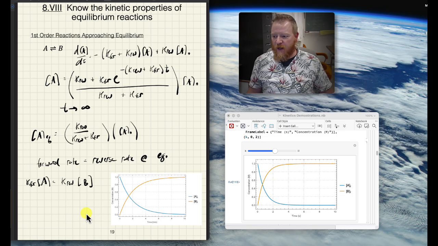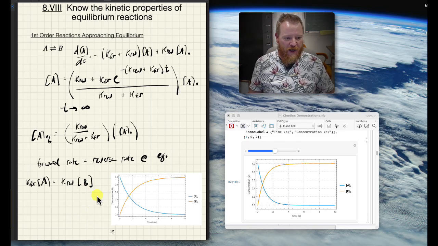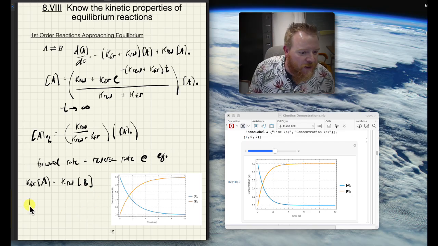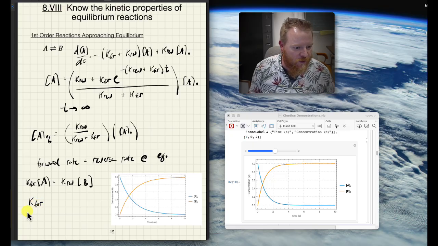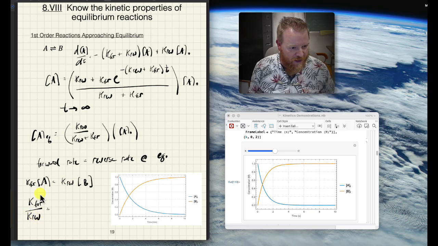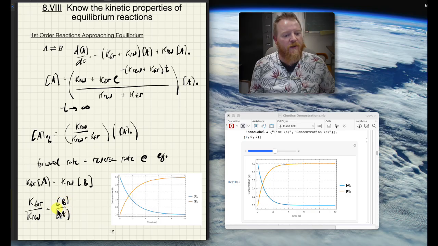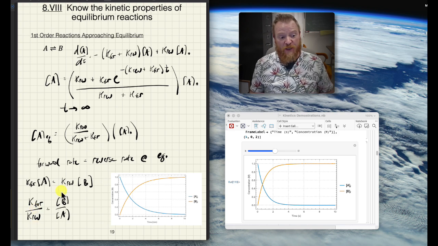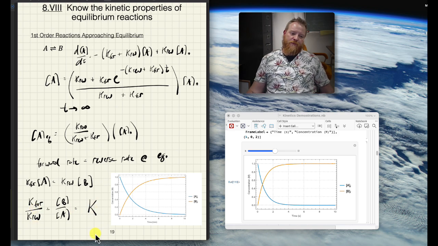And if we do a little bit of algebraic rearrangement, we end up with the following: k forward all divided by k reverse. So I divided k reverse over to this side, and then now we have to divide B over to the other side. Okay, so k forward over k reverse equals B over A, which equals the equilibrium constant.